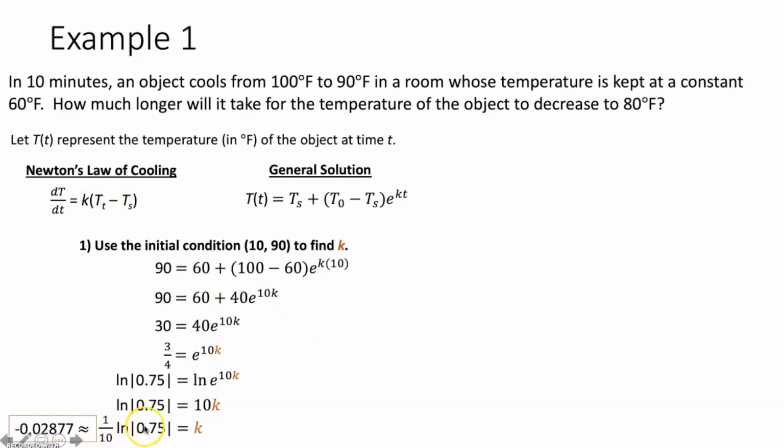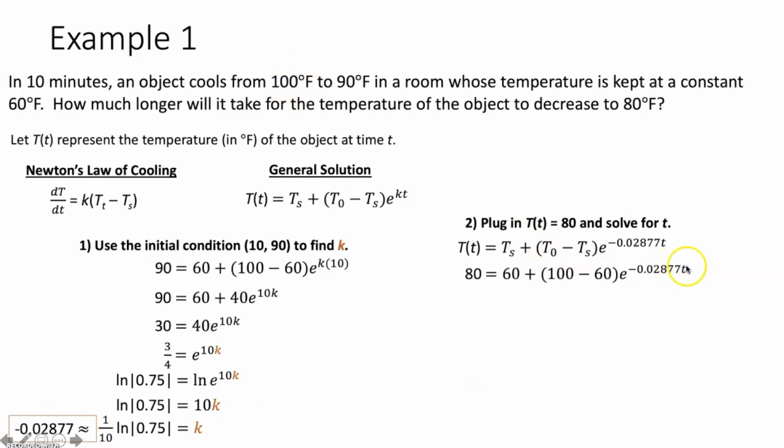Now, we're not done. We've just found k. So we can take that k value, plug it in our general solution here, and use that in order to actually answer this question, which is how much longer will it take for the temperature of the object to decrease to 80 degrees Fahrenheit. So we're going to take 80, plug that in for T of t over here. We're going to take the surrounding temperature, which is still 60 degrees Fahrenheit. That goes in here and here. The initial temperature still was 100 degrees Fahrenheit. That's going to go in here. And now the only variable remaining would be this t, which represents how much time it would take to go from 100 degrees Fahrenheit to 80 degrees Fahrenheit.